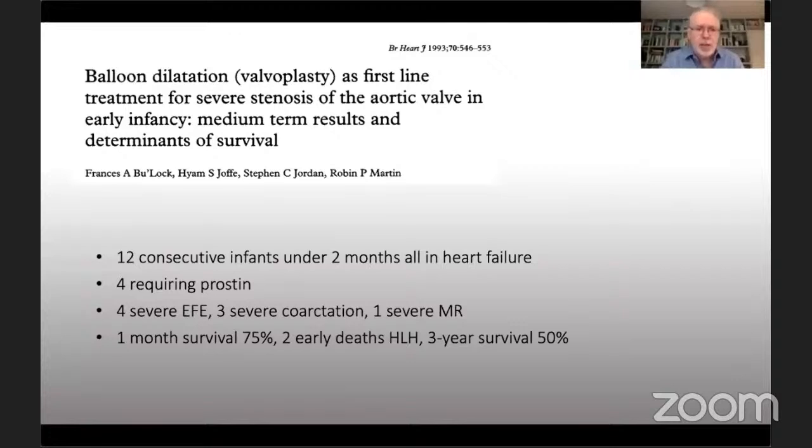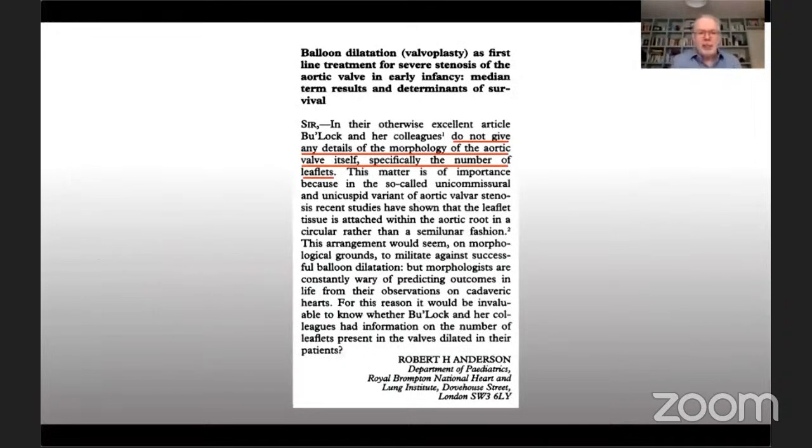They all had balloon dilation of the valve. They did reasonably well, actually. The 1-month survival was 75%, and 2 early deaths were actually babies who had hypoplastic left heart, at which time there was no alternative treatment available, and the 3-year survival was 50%. Now, I want to show you the response to this paper by Professor Anderson himself.